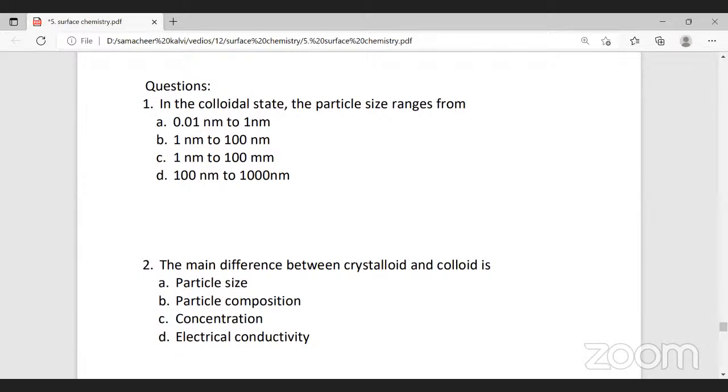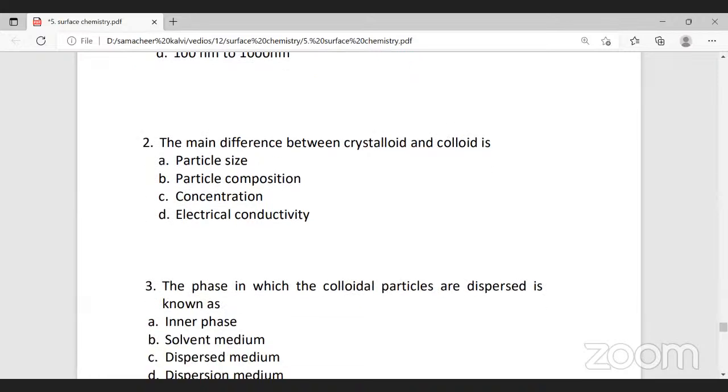In the colloidal state, the particle size ranges from... it is a direct question, so the particle size should be between 1 nanometer to 100 nanometers. Please remember, they can give it in centimeters, they can give it in millimeters. Also, you should know 1 nanometer is how many millimeters, all that. So for this question, the answer is option B.